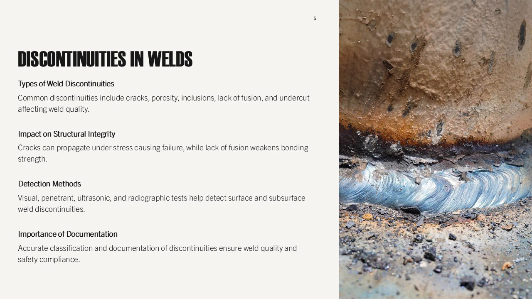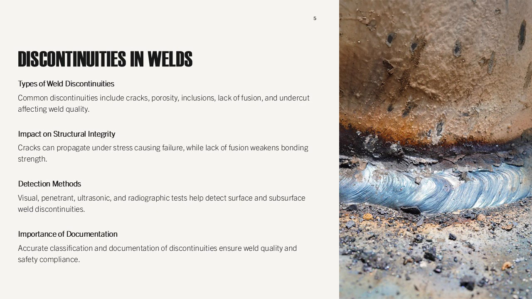Discontinuities are interruptions in the physical structure or homogeneity of a material. In welding, discontinuities can occur due to improper technique, contamination, or material defects. Common types include cracks, porosity, inclusions, lack of fusion, and undercut. Cracks are critical because they can propagate under stress, leading to failure. Porosity results from trapped gas during solidification, while inclusions occur when foreign materials become embedded in the weld. Lack of fusion indicates incomplete bonding between weld metal and base metal, compromising strength.